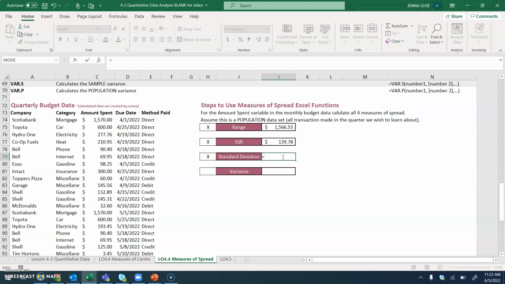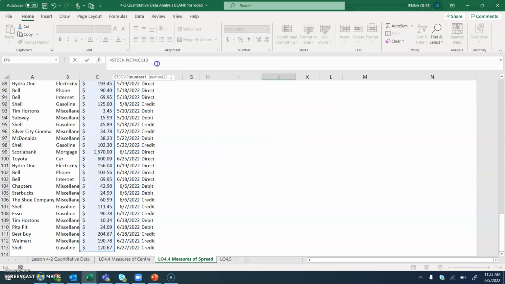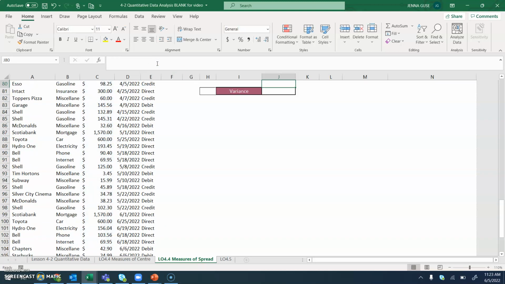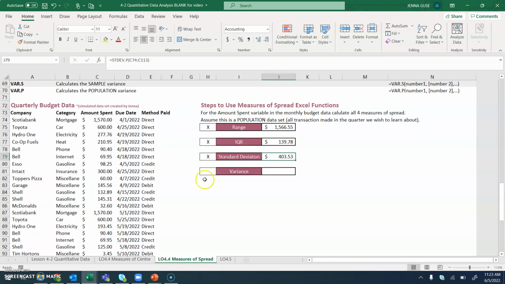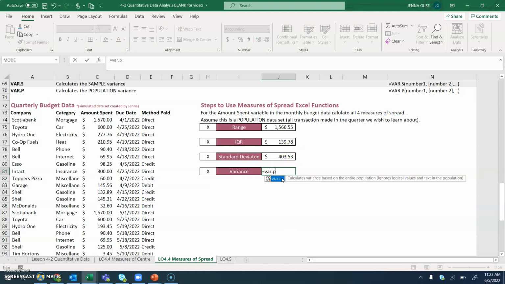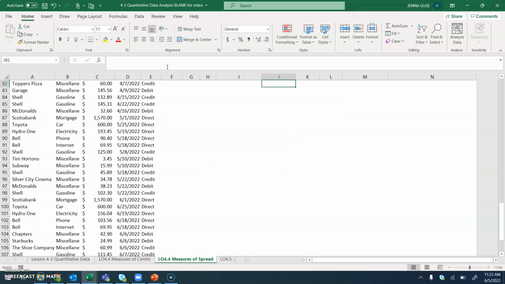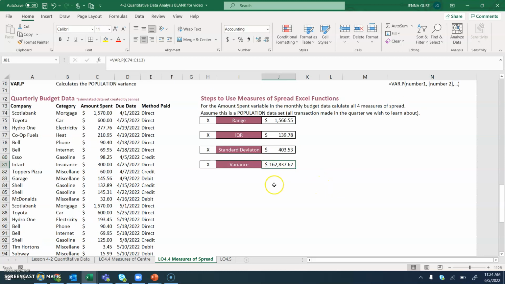For standard deviation, you always start with equals std, and then you decide between the p and the s based on if you have population or sample data. We said we're going to assume this is for the entire quarter, so it's a population data set, so I use .p, select my amount spent values, and press enter. And there's my standard deviation. For the variance, it's just the square of the standard deviation, so you can either take this value and square it, or you can use var.p, because we're, again, assuming population data. Select the values, press enter. And there is the variance.